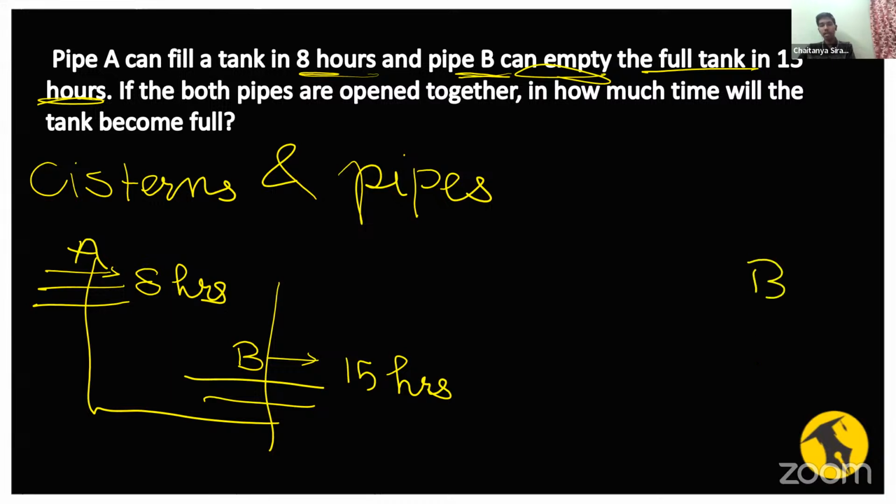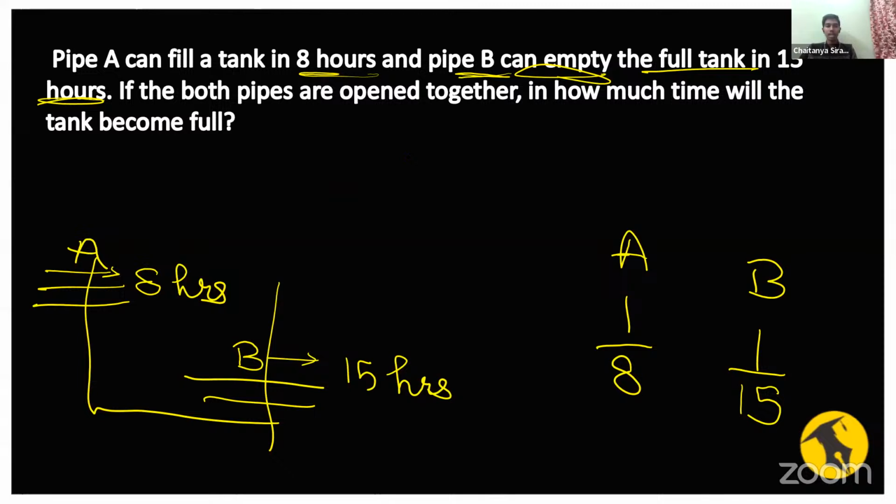For B, it will be 1 by 15, and for A, it is 1 by 8. Now, a key observation which you should always remember: there can be a question something like this. Let's say in a hypothetical situation, A, which fills the tank, takes 10 hours to fill, and B, which empties the tank, takes 8 hours to empty. Now I open both the pipes simultaneously. Will my tank ever get filled?